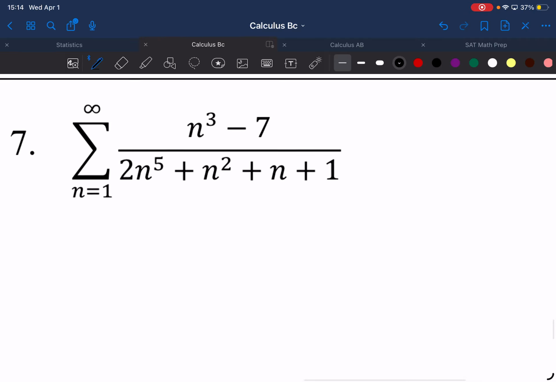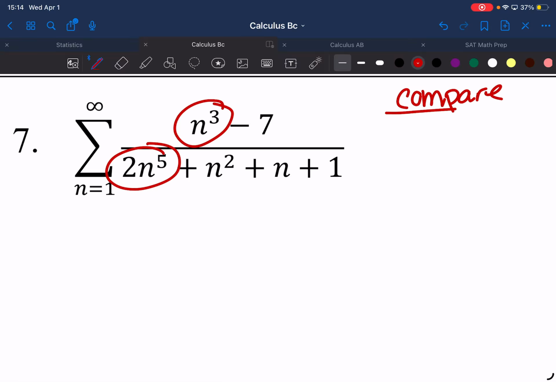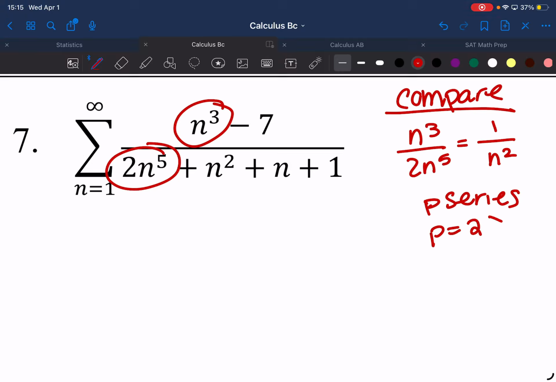Okay, number 7. Okay, number 7 again. First step is to look at the part that has the highest degree on top and bottom. So that's going to be n cubed and 2n to the 5th power. So for our comparison, we're looking at n cubed over 2n to the 5th. Okay, we don't care about coefficients in the front, so really this is just n cubed over n to the 5th, which can reduce to what? Good, 1 over n squared, which is what type of series? This is a p series with p equal to 2, and since that is greater than 1, this series converges.